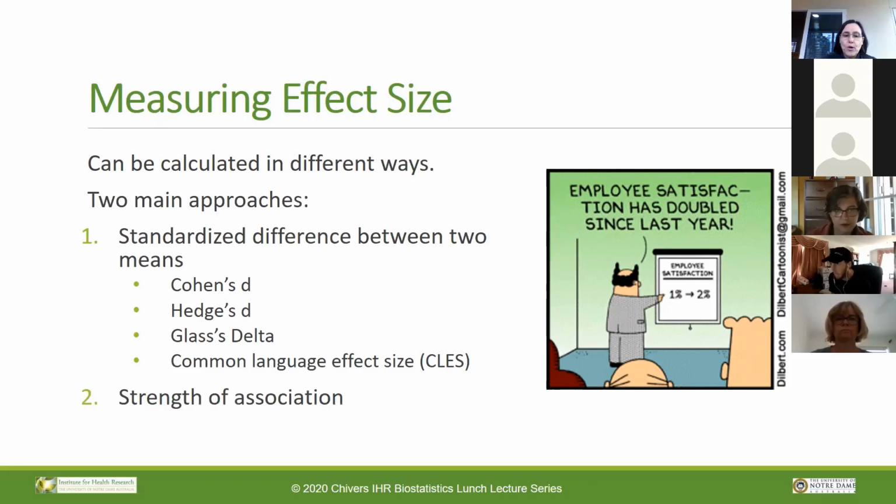The other approach is to use the strength of association, which is correlation. So those of you who have been in my correlation presentation will know it's related to the correlation coefficient, and you can have some information about the measure of effect based on that correlation coefficient.